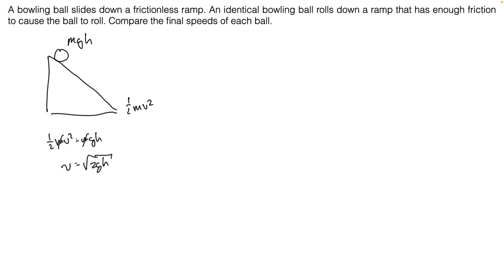Square root of 2gh. You'll be right like 33% of the time. Okay? So square root of 2gh is the answer. So it's 42, if you understand that reference. Okay. So that was back in chapter 8.